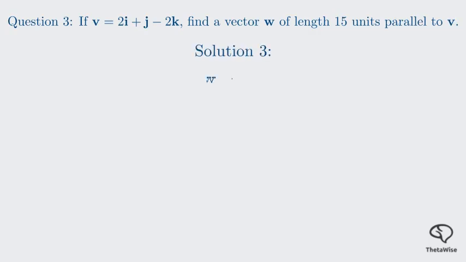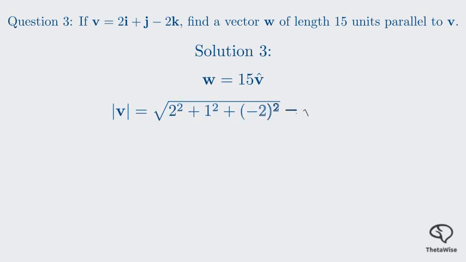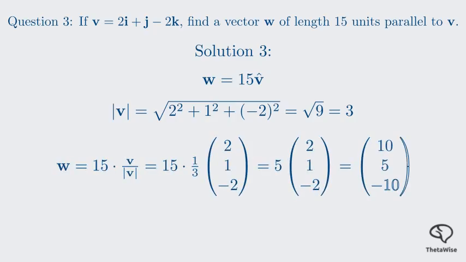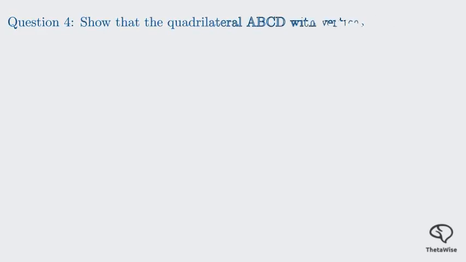Solution. We need to find the unit vector in the direction of v, v hat, and multiply it by 15. The magnitude of v is the square root of 2 squared plus 1 squared plus negative 2 squared, which is the square root of 9, or 3. The unit vector v hat is 1/3 times (2, 1, -2). Multiplying this by 15 gives w equals 5 times (2, 1, -2), or (10, 5, -10).